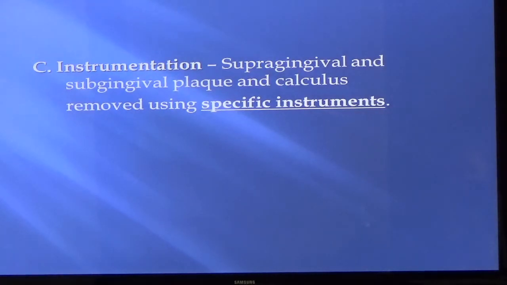Instrumentation. Supragingival and subgingival plaque and calculus are removed using specific instruments, and we use scalers. Sometimes you ask what this is called on the basic kit, and that's a scaler. But there are different scalers that we use, especially the hygienists when they're doing scalings that clean underneath the gums, periodontal scaling. A prophy is just your basic 6-month checkup and polishing.